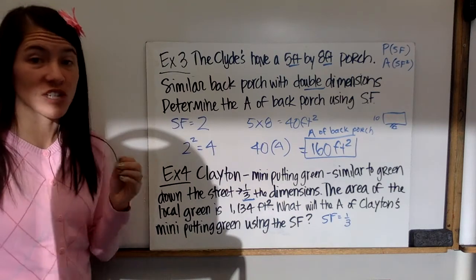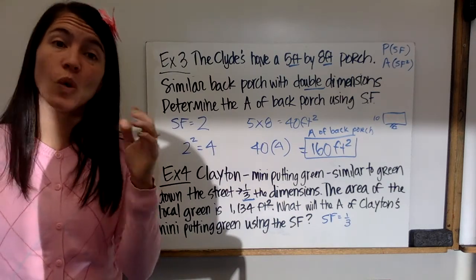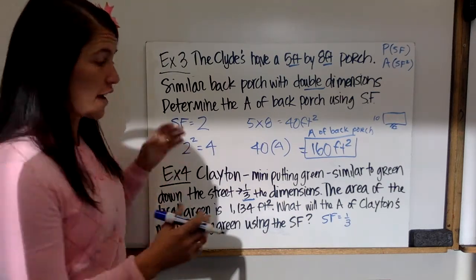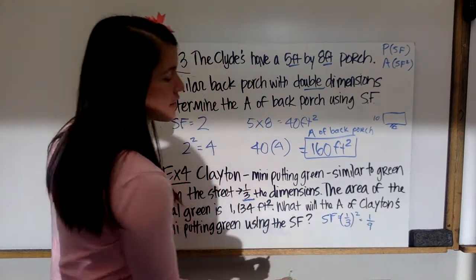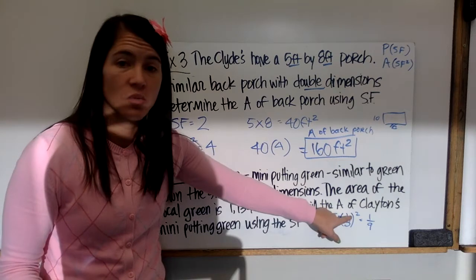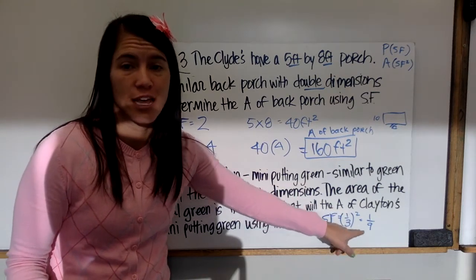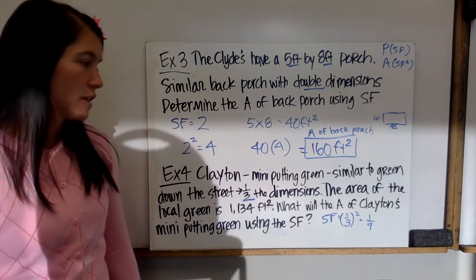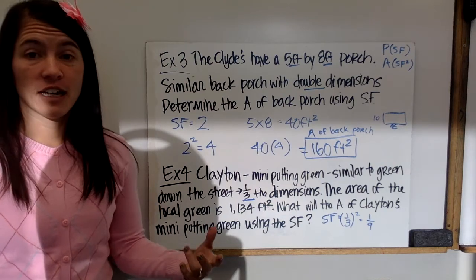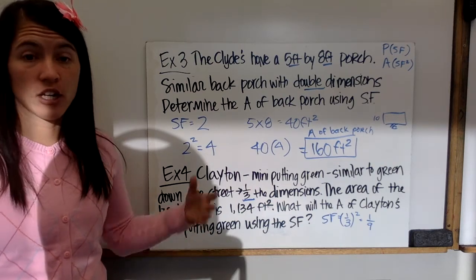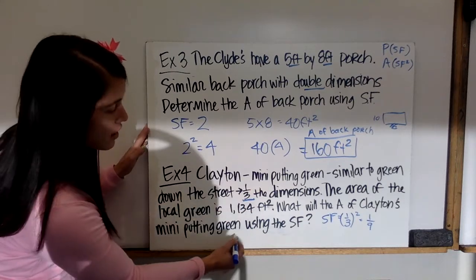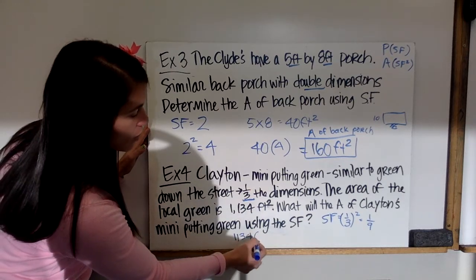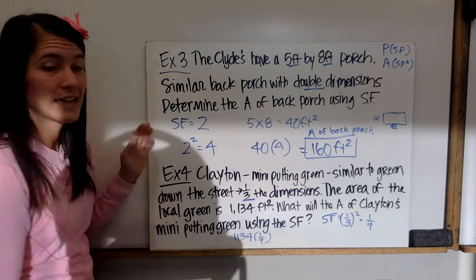But because we're still talking about area, we want to square that scale factor. So when you square 1/3, you get 1/9, because 1 squared is 1 and 3 squared is 9. Now, we need to find the area of the current putting green, the big putting green, but the problem already gave it to us. The area is 1,134. We're going to multiply that by 1/9.